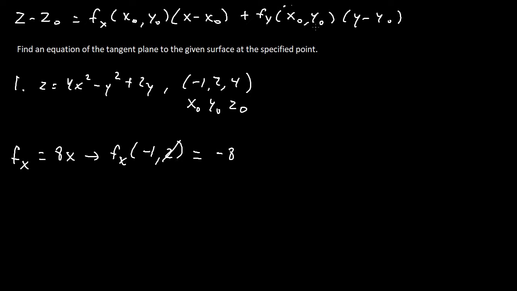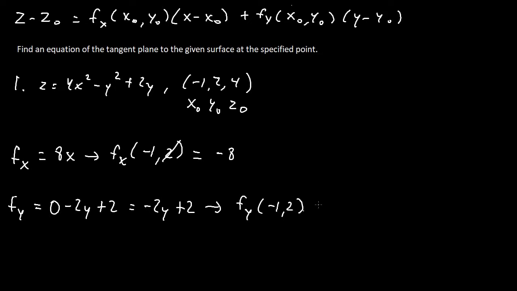So now let's go ahead and find f sub y evaluated at x0, y0. So f sub y, we're still going to take the derivative, but this time treat y as the variable and everything else as a constant. So derivative of 4x squared is 0, derivative of negative y squared is negative 2y, and the derivative of 2y is positive 2. So we get negative 2y plus 2, and then if we evaluate it at x0, y0, we don't have to plug in negative 1 because there's no x variable, but we do have to plug in 2 for y, so negative 2 times 2 is negative 4, plus 2 is negative 2. So that is going to be f sub y evaluated at x0, y0.